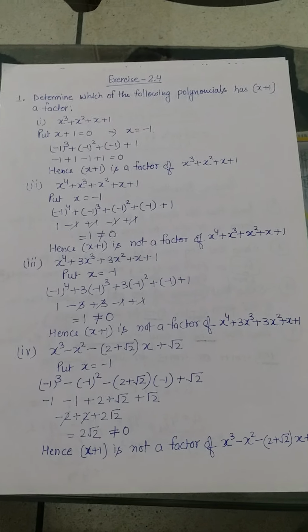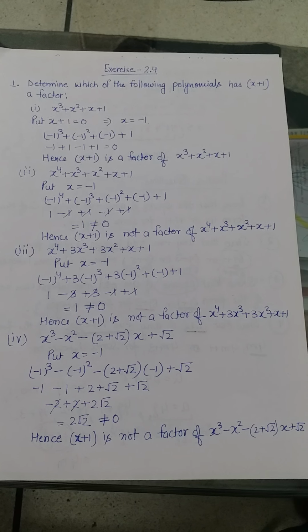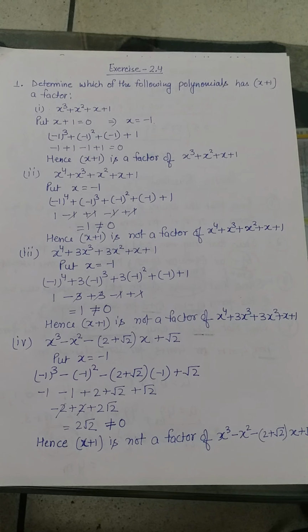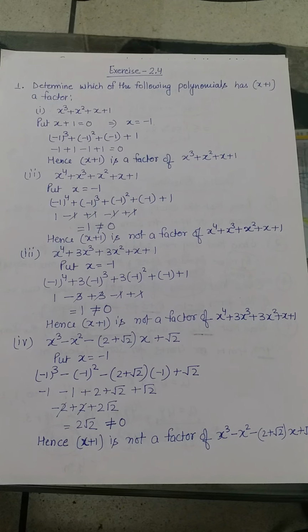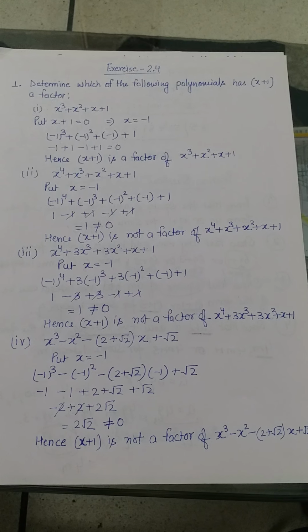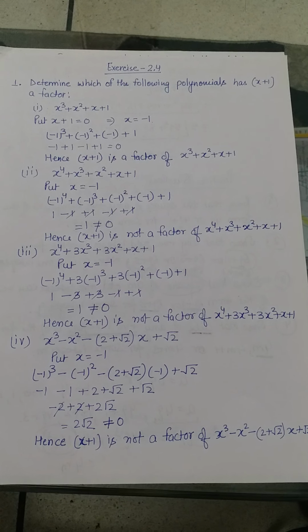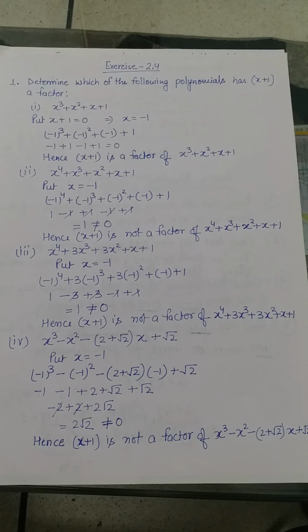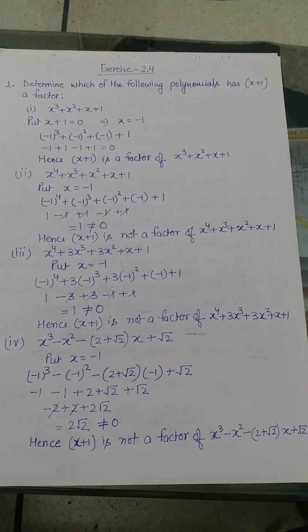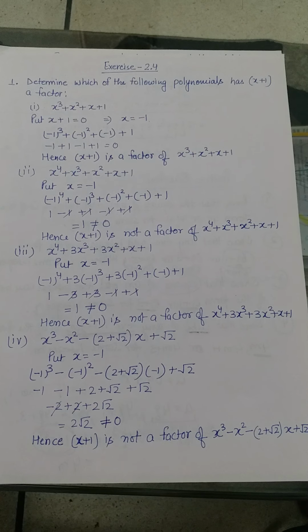So very first we have to determine which of the following polynomials has x plus 1 as a factor. If we want to check whether x plus 1 is a factor of the given polynomial or not, put x plus 1 equals 0 and find the value of x. Now one by one in all the polynomials, put the value x equals minus 1. Like in the first part, if we put x equals minus 1, we will get 0. Hence x plus 1 is a factor of the polynomial.